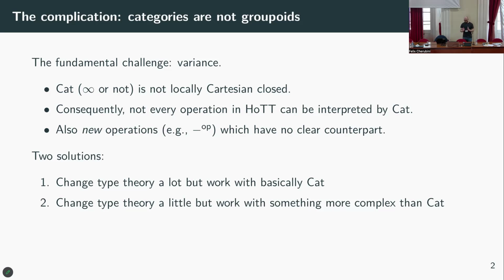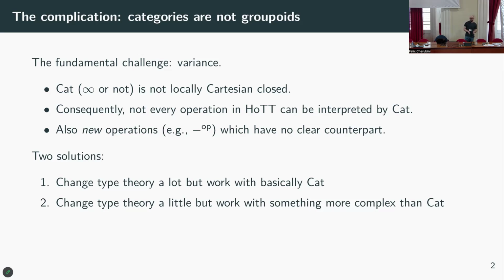And there are kind of two clear approaches that we can take for designing such a type theory. So option number one is we change type theory a lot. We start discarding the ability to have arbitrary dependent products, and we start adding these new operations for opposites and things like that. And this is what we could broadly call directed type theory.